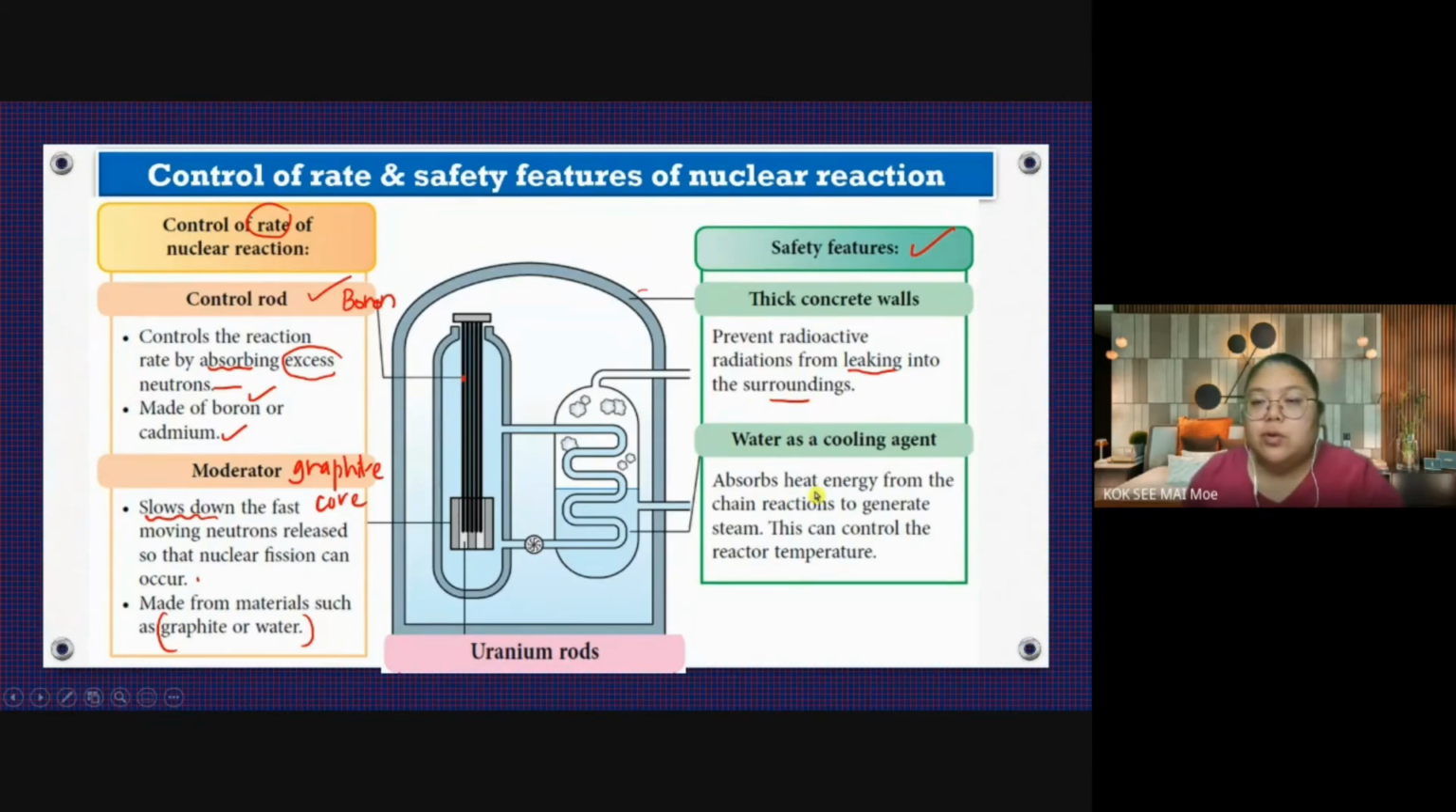Okay, after that we have the cooling agent. Water is the cooling agent. It absorbs heat energy, because this whole thing is very hot. When you put in water, it absorbs the heat from the chain reaction to generate steam, so this can control the reactor temperature. Water has a high specific heat capacity, so it can absorb more heat. So we use water to reduce the heat of the whole nuclear fission process.